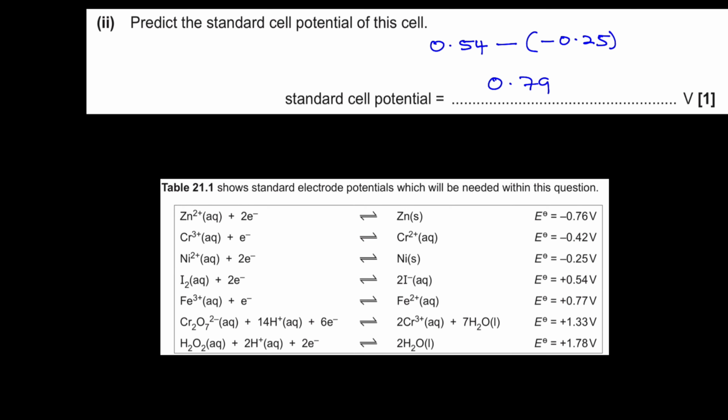and that will give you 0.79 volts. Always keep the more positive if you want to work out or predict the potential of the two half cells, which is a full cell. You keep the more positive and you take away the less positive, and that's your cell potential.